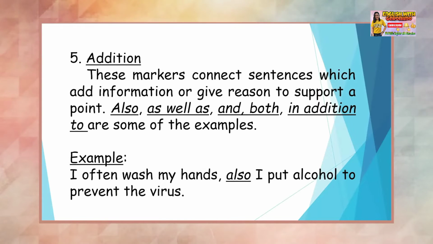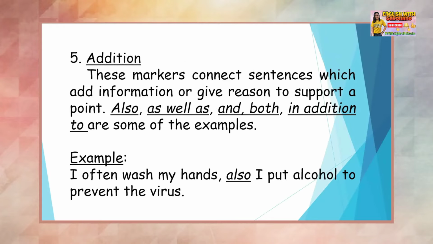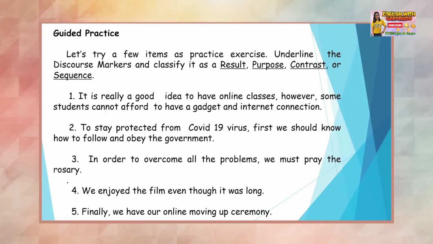Fifth, addition. These markers connect sentences which add information or give reason to support a point. Also, as well as, and, both, and in addition to are some of the examples. Example: I often wash my hands. Also, I put alcohol to prevent the virus.